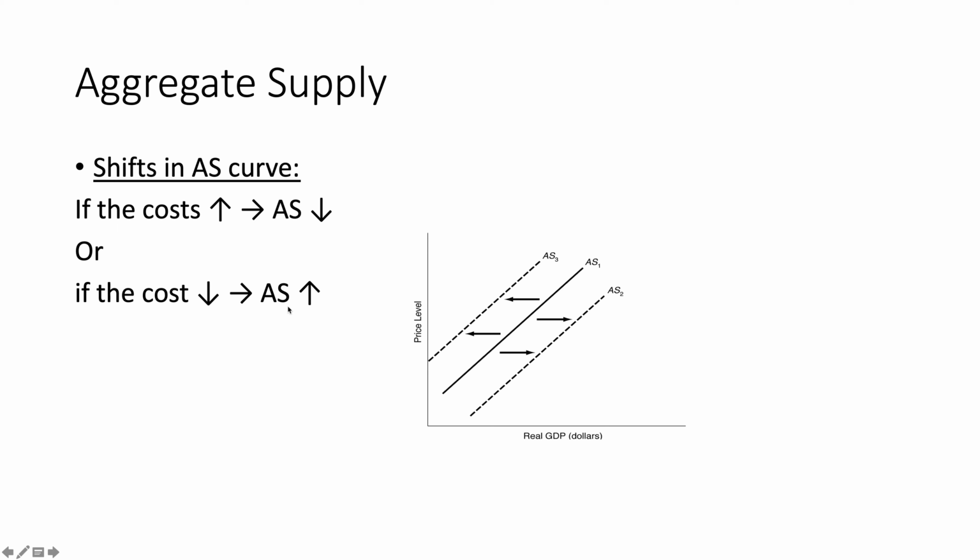However, if the cost reduces, aggregate supply increases, there is a shift in the aggregate supply curve. The rules are the same as in the case of microeconomics: increase in supply, downward shift; decrease in supply, upward shift. So over here we are considering the same conditions and the same rules once again.